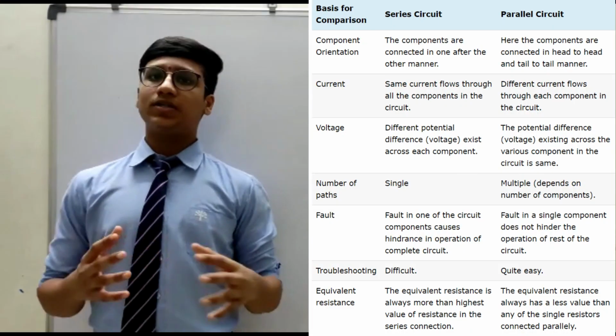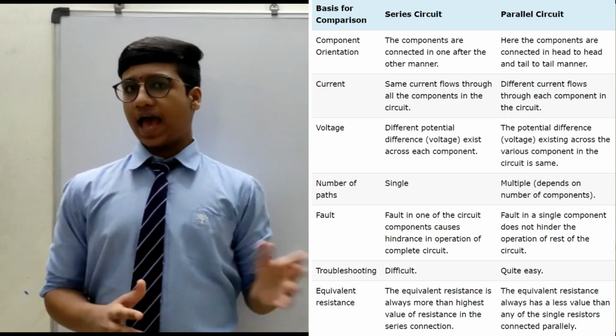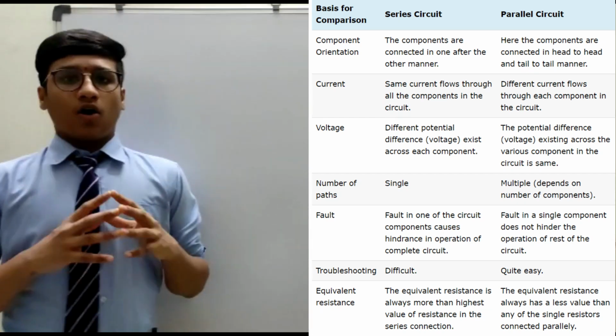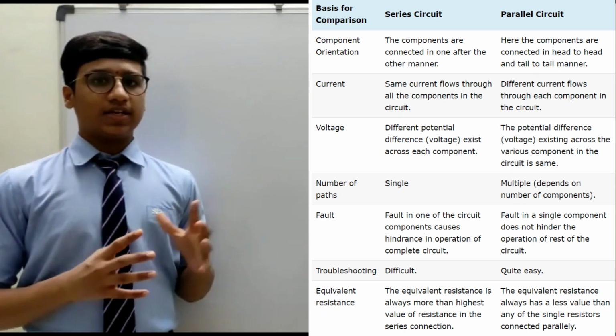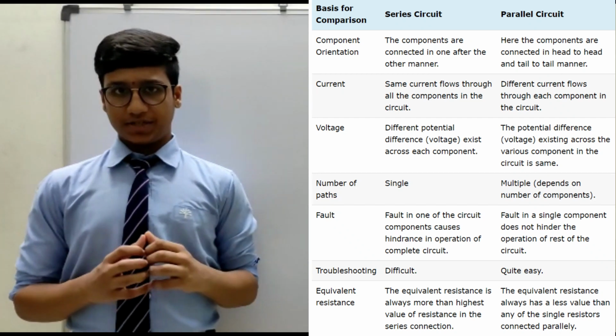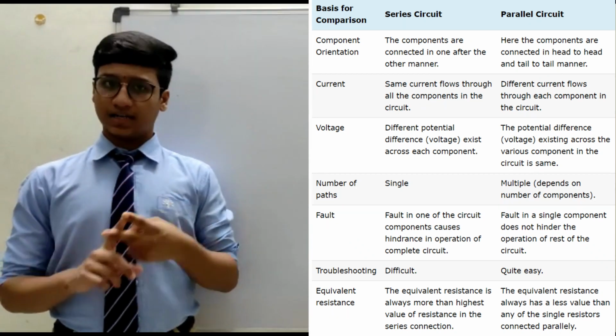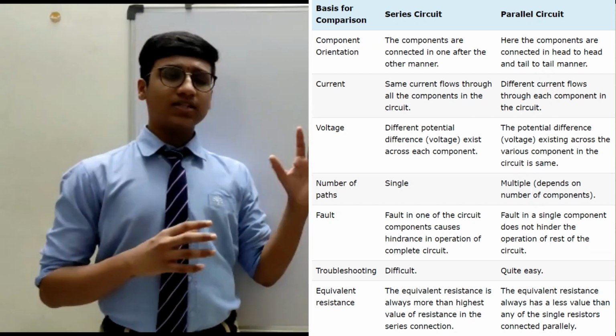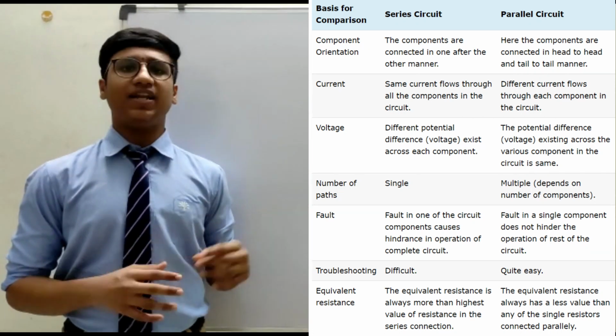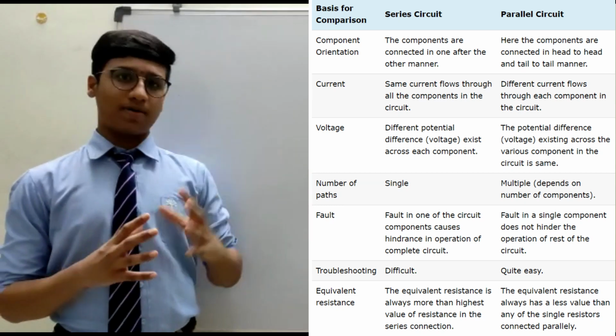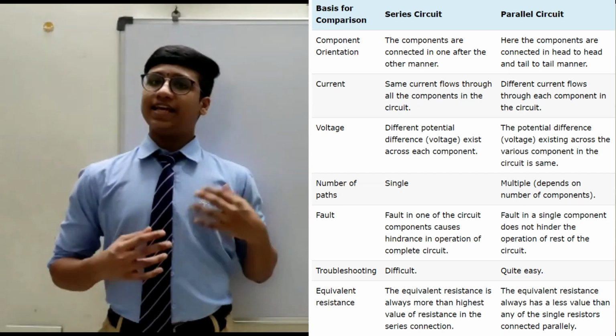Now, as we have seen our project, let us move on to the difference between series and parallel circuit on the following parameters. First is component orientation. In series circuit, components are arranged one after the other, while in parallel circuit, components are arranged in head-to-head or tail-to-tail manner. Second is current.